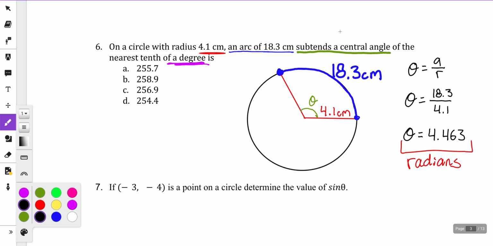My conversion will look like this. Pi equals 180. We make them equivalent fractions. I'm looking for x. I'm looking for my degrees. I know my radian. It's 4.463... There's more to it there. I multiply my 180 to the other side.